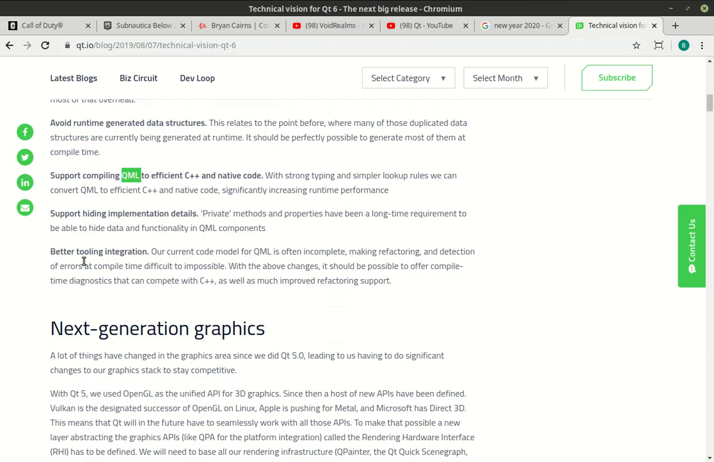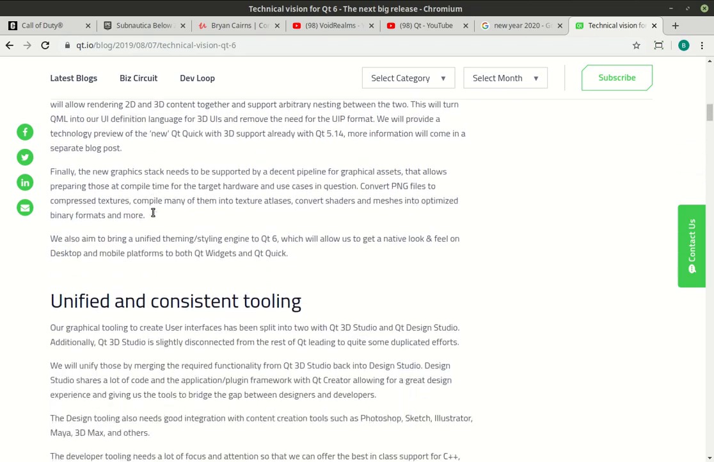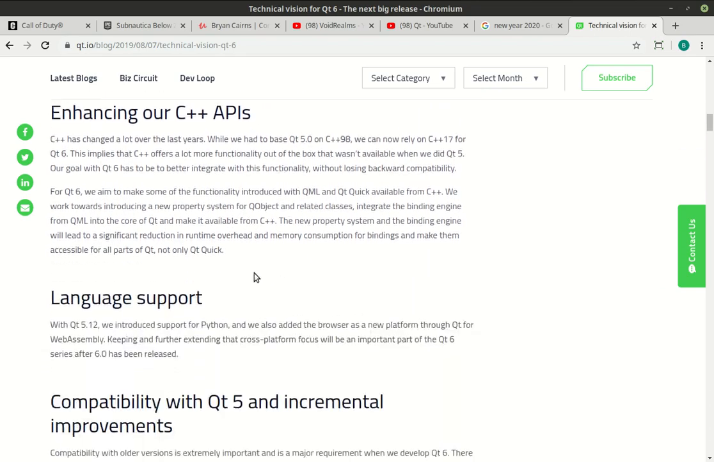And then they're just going to do better tooling integration and things like that, next-gen graphics, unified consistent tooling, enhancing their C++ APIs. I don't want the thought process to be they're going to get rid of C++. I think C++ is always going to be at the core of Qt and, well, most frameworks. But I think they're adding in layers of user functionality on top of that, like QML and Python. It makes a very smart move marketing-wise.